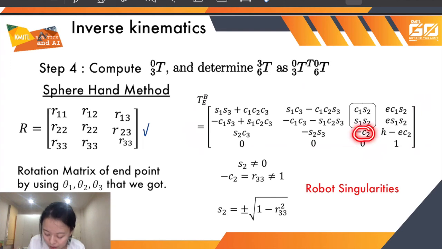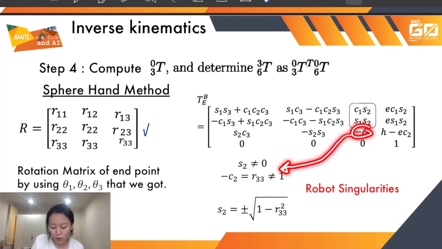As you can see, this value is a single cos theta 2, so cos theta 2 comes alone and we can find theta 2 first because it's the easy one. But it has a rule: sine theta 2 cannot equal 0, and cos theta 2, which equals R33, cannot equal 1.